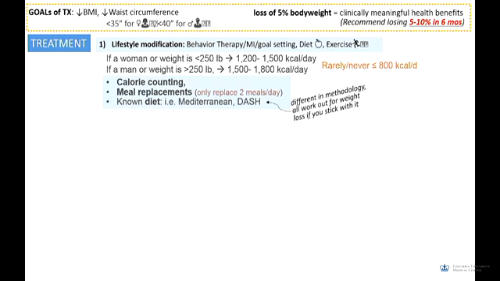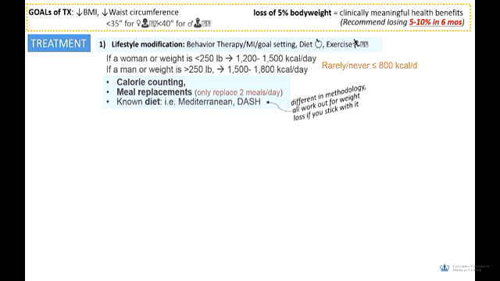So the first treatment for obesity will be lifestyle modification. That includes behavior therapy, motivational interview, and goal setting, but of course diet and exercise. In terms of diet, if you have a patient who's a woman or with their weight less than 250 pounds, you can recommend a 1,200 to 1,500 kcal per day diet. If they are a man or if their weight is greater than 250 pounds, you can recommend a 1,500 to 1,800 kcal per day diet. And it's really important to never recommend less than 800 kcal per day unless they're under medical supervision.